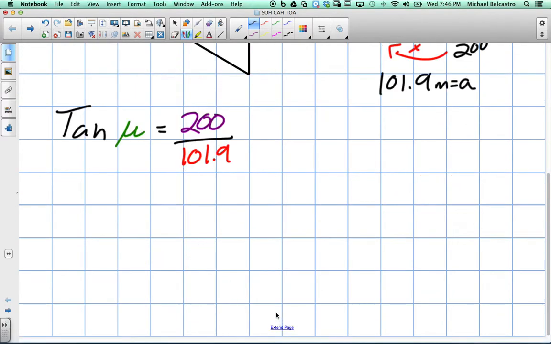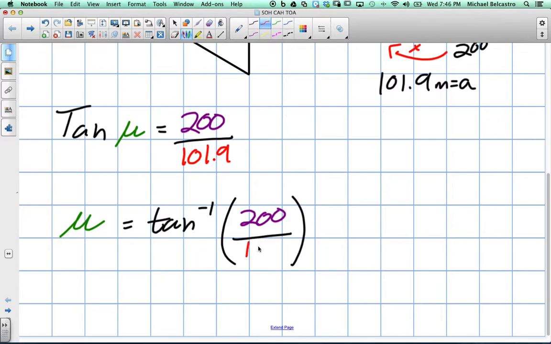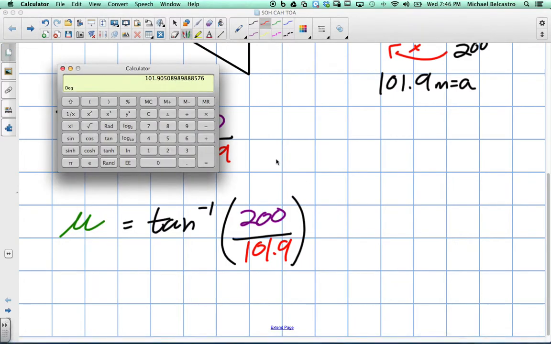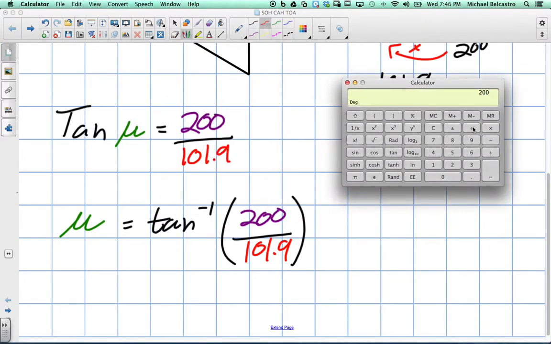The goal is to get mu by itself, and you can't technically divide by tan. So when you bring tan to the other side, it becomes tan inverse. So mu is equal to tan to the power of -1, and then in brackets, both of our numbers: 200 divided by 101.9. Let's work this out, and that'll tell me what the angle is. So 200 divided by 101.9, equals.